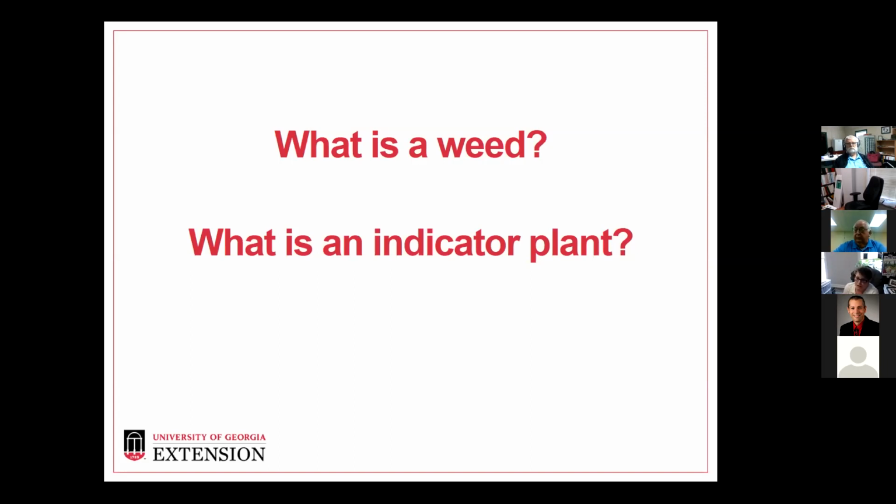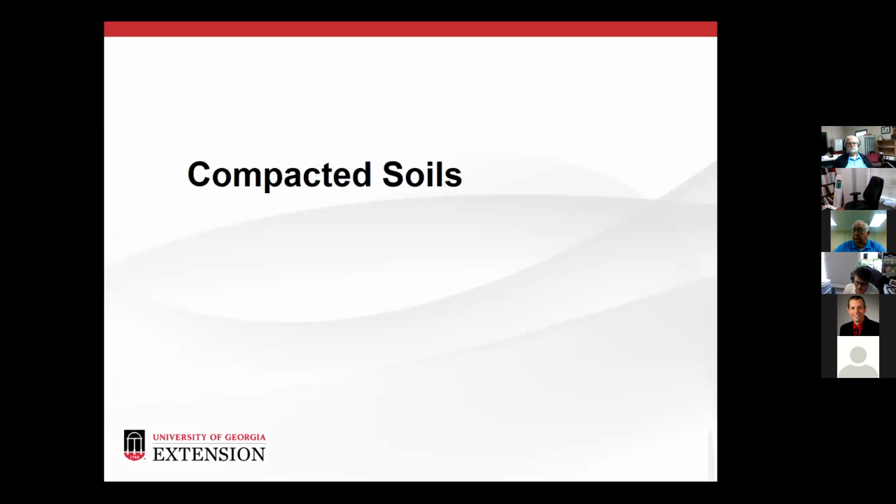And you will see a lot of repeats as we go through some of these weeds. So let's start with compacted soils.